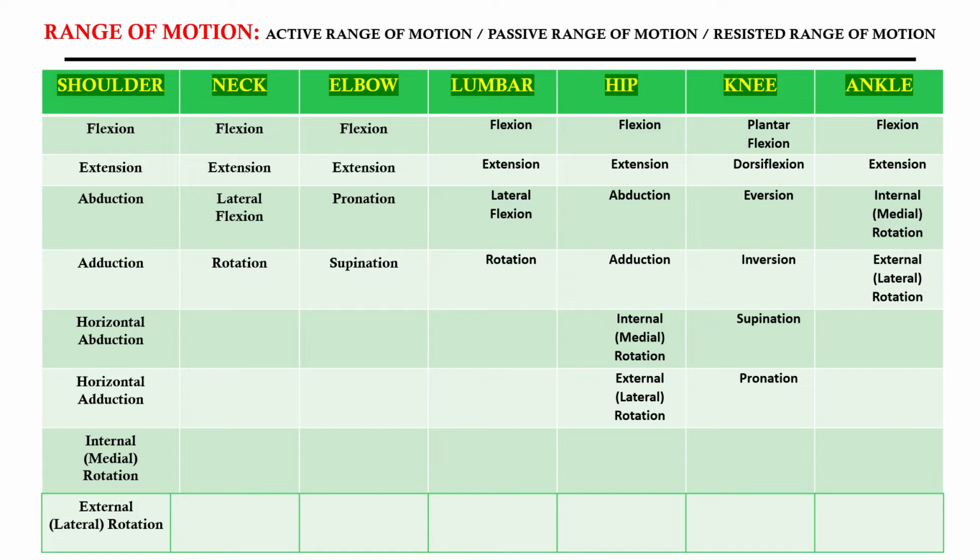For the knee range of motion, you should learn all these movements so that you will be able to perform or show to your client the movements. The knee movements are plantar flexion, dorsiflexion, eversion, inversion, supination, pronation. For the ankle range of motion, you should learn all these movements so that you will be able to perform or show to your client the movements. The ankle movements are flexion, extension, internal or medial rotation, external or lateral rotation.